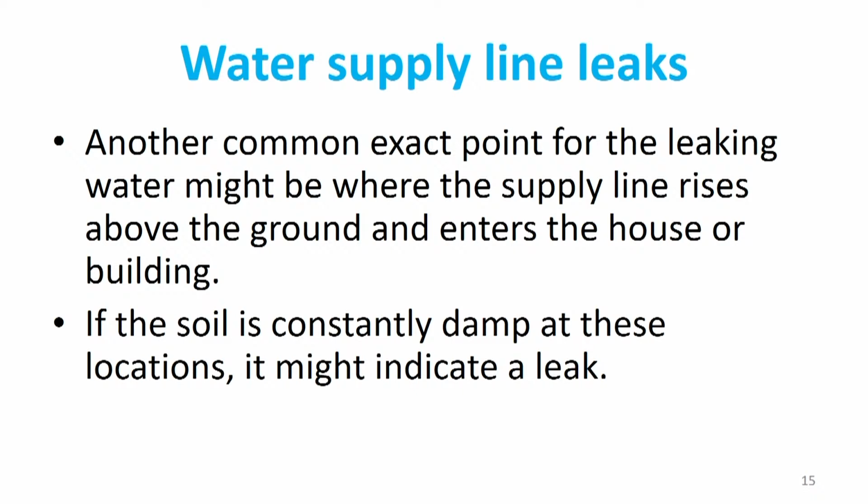Another common point for leaking is where your supply line is rising. Suppose it is coming on a horizontal line and then goes vertical to enter the house. You remember we have discussed the elbow and the T-joint. Most of the chances are that the leakage is from either the elbow or the T-joint. And if the soil is constantly damp at this location, there is an indication of water leakage.